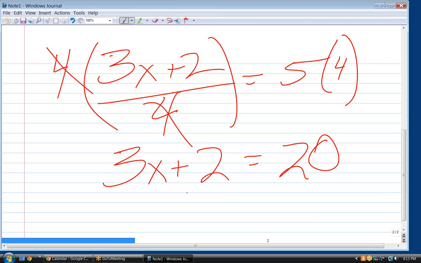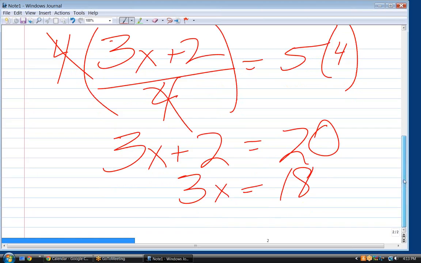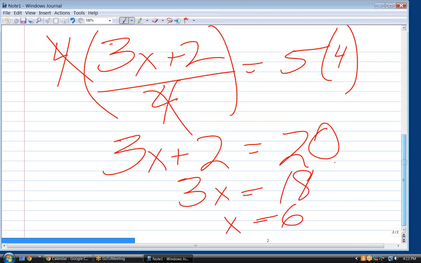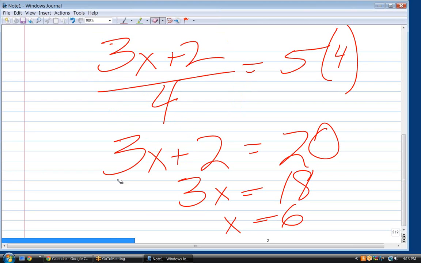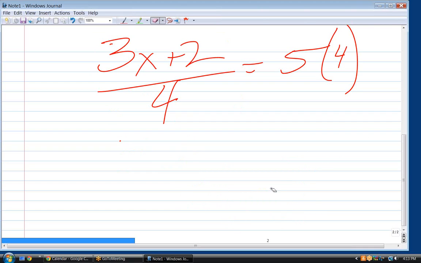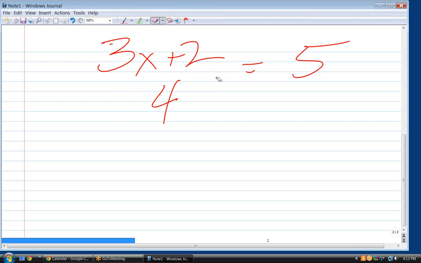Minus 2. Okay, so I got 3x equals 18. Then you divide by 3. Right, the final step is because 3 is a multiplier, we want to divide by it. So x equals 6. Let me modify the problem very slightly. We'll leave that part, but this time I'm not going to have the fraction bar go all the way over. In other words, it's 3x over 4 plus 2 equals 5.